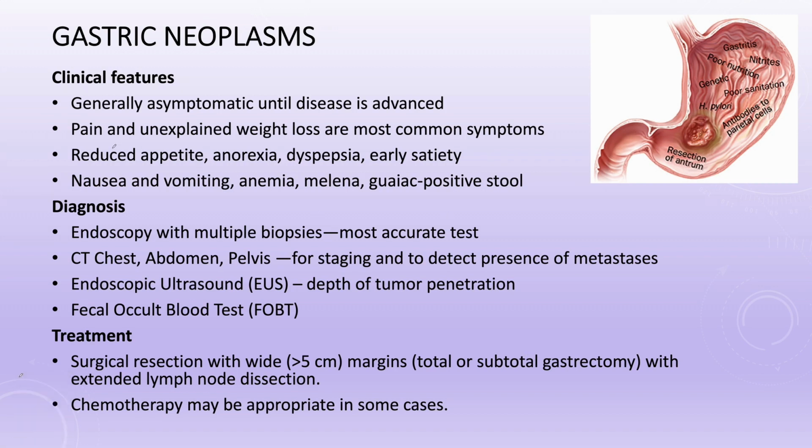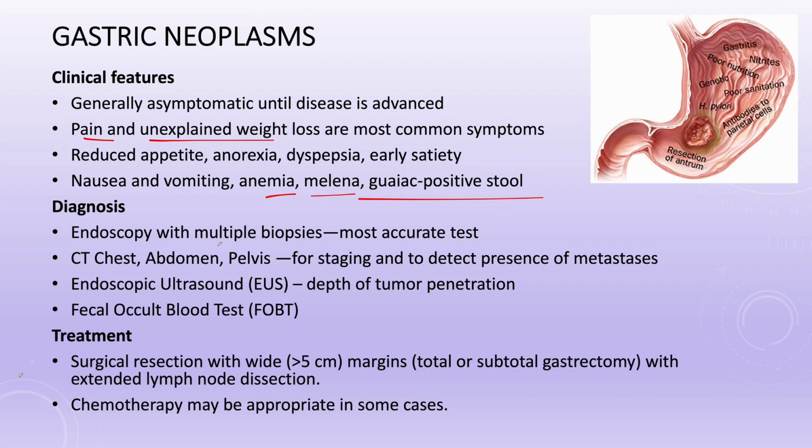And then the typical symptoms of neoplasm: unexpected weight loss, some epigastric pain, reduced appetite, anorexia, dyspepsia, early satiety, and then nausea, vomiting. Sometimes you can get guaiac positive stools or melena, anemia from chronic blood loss and erosion. Here are some of the causes of gastric cancer.